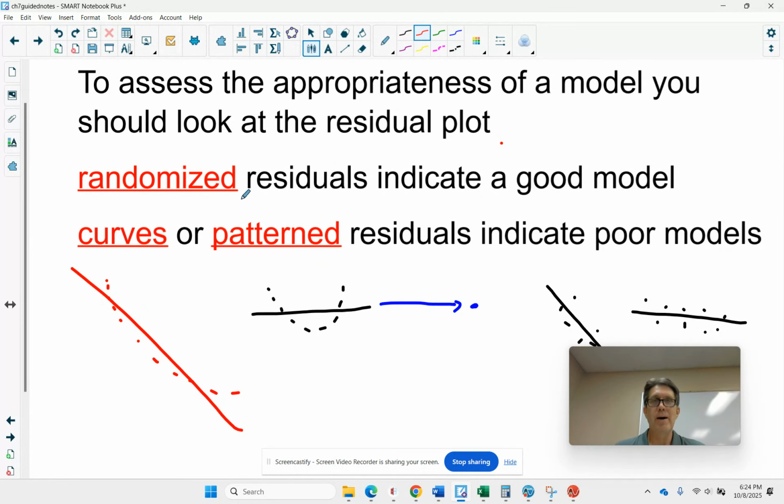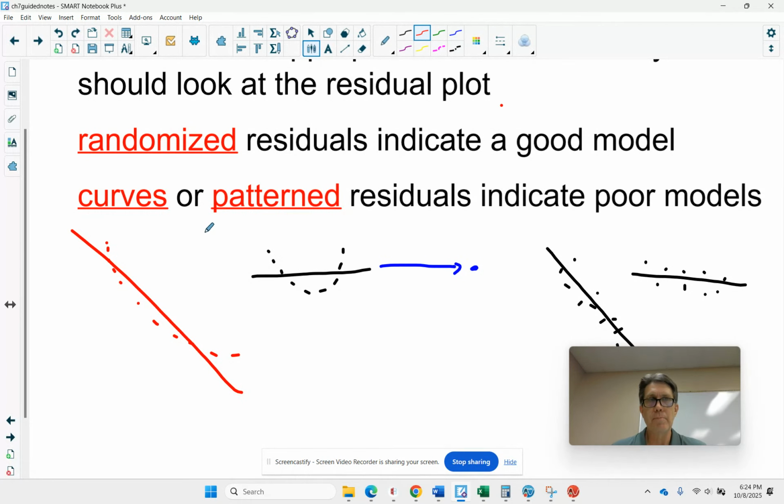All right, randomized residuals indicate a good model. Curves or patterns in the residuals, bad model. So random residuals, good model. Curves or patterns, poor models.